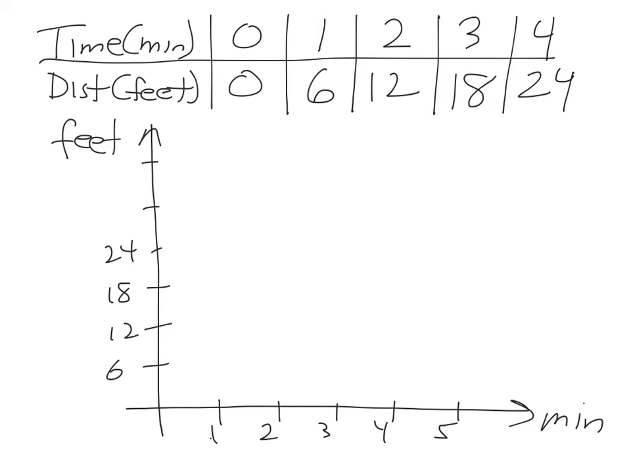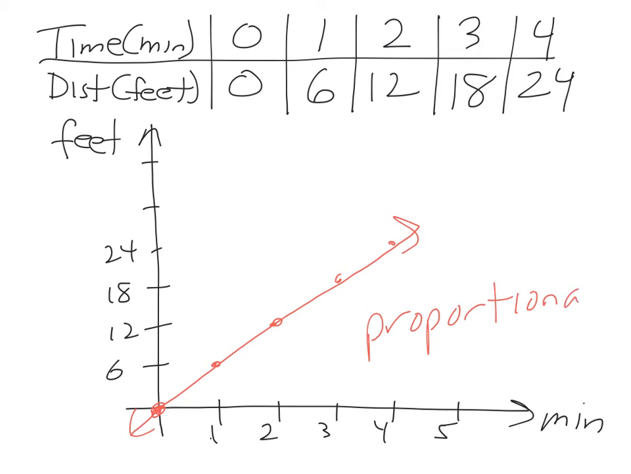If I graph each of these points, 0, 0, 1, 6, 2, 12, 3, 18, 4, 24, notice what it does. It creates a straight line that goes through the origin. That means this is proportional. If it creates a straight line going through the origin, then it is proportional.